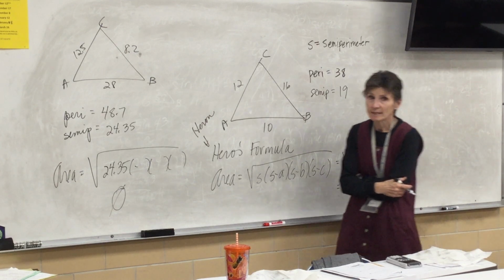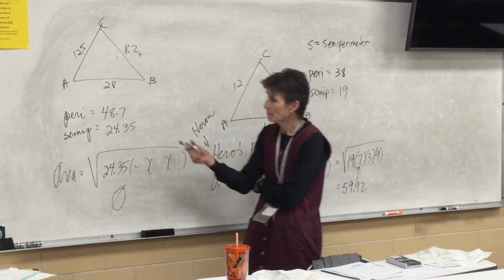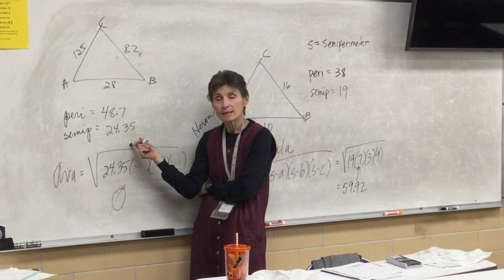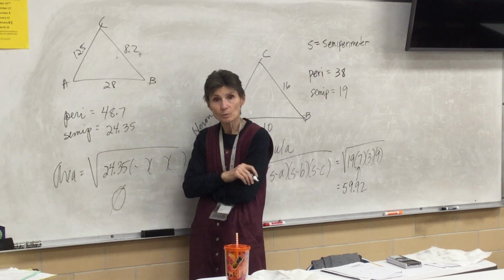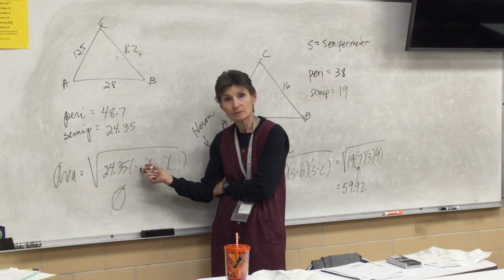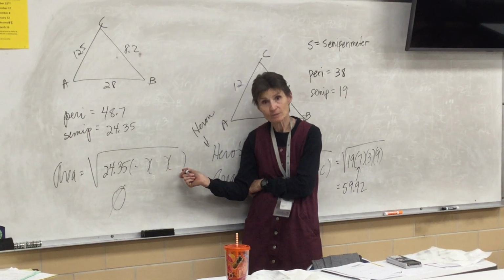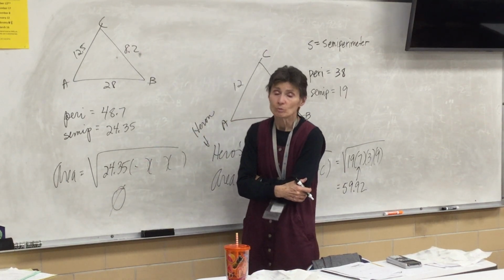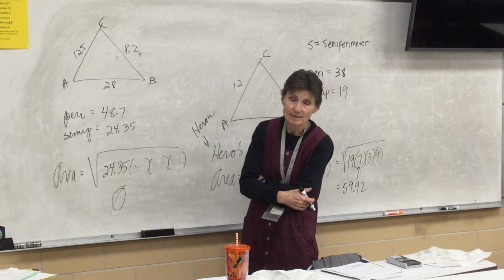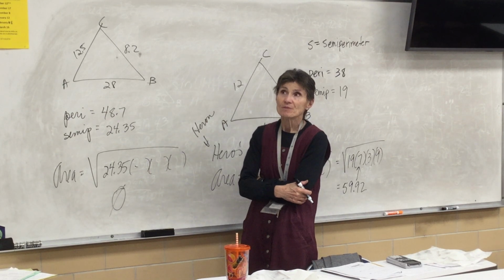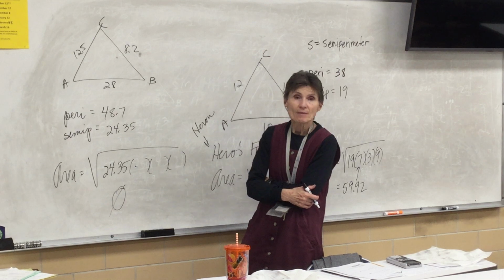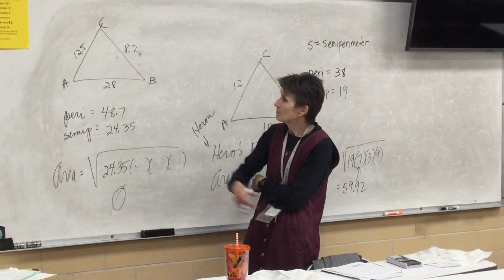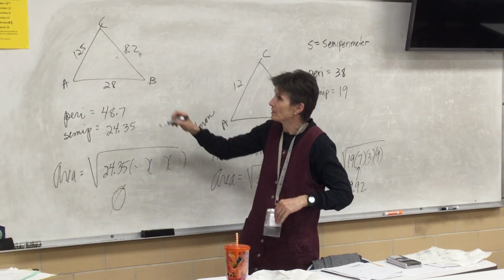This triangle does not exist because the semi-perimeter is 24, and when I do 24 minus 28, I'm going to get a negative number, and when I multiply it all together, it's going to be negative, and when I take the square root of it, it's going to be imaginary, which means the triangle is imaginary. It does not exist.